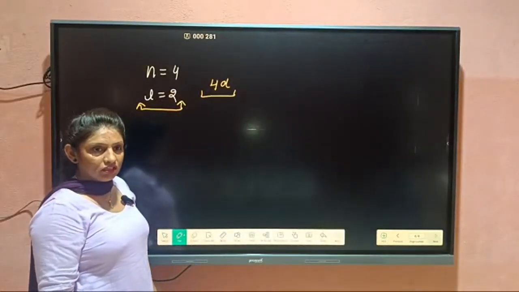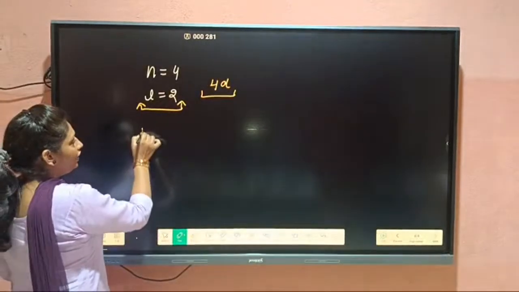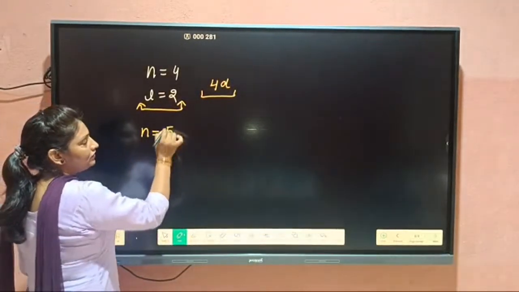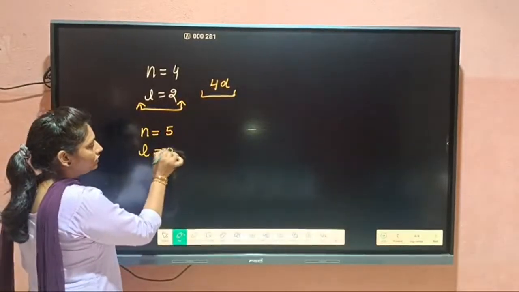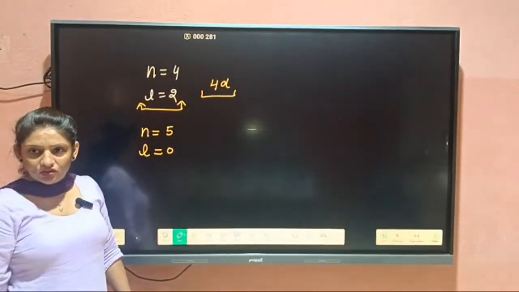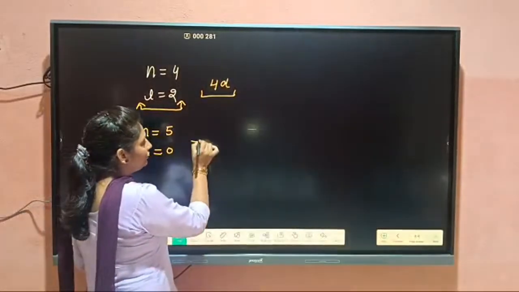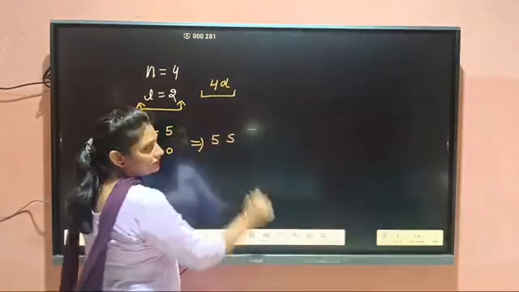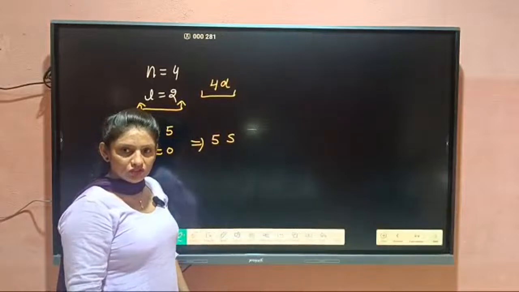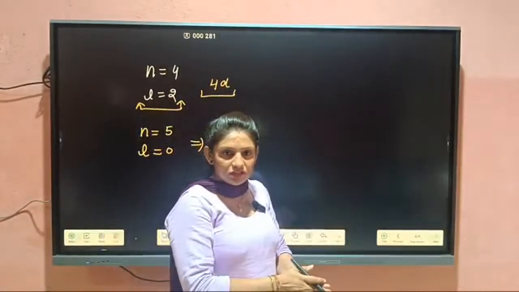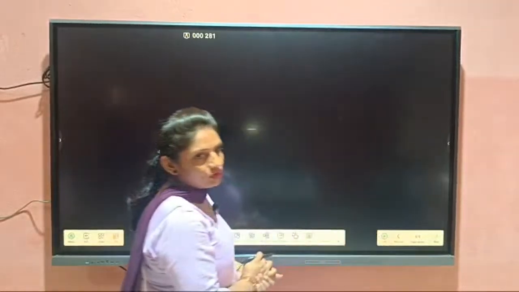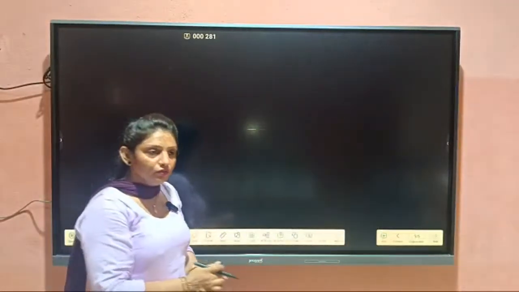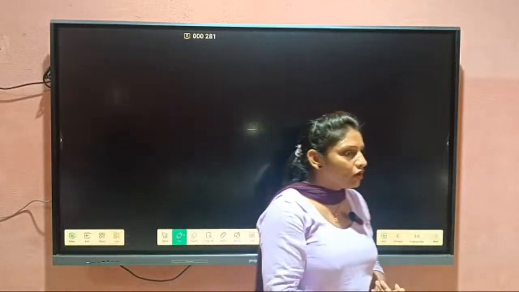Clear or not? If the value of n is 5 and l is 0, l is 0, so it represents 5s. Clear or not? Are you able to solve this? Yes. Okay. So now we will discuss some rules which are used for filling electrons in different orbitals.